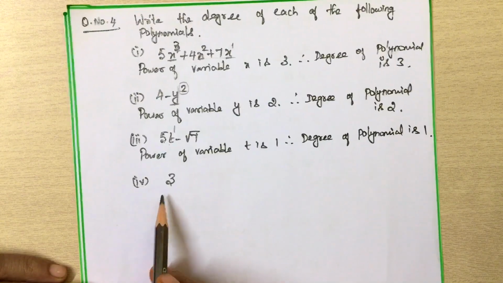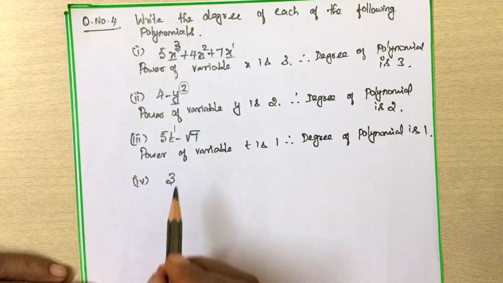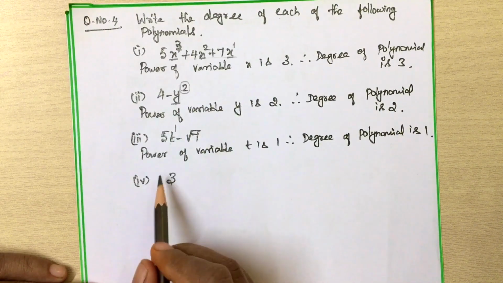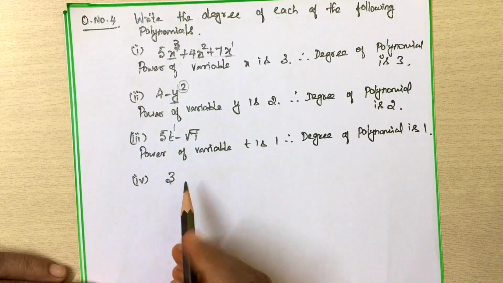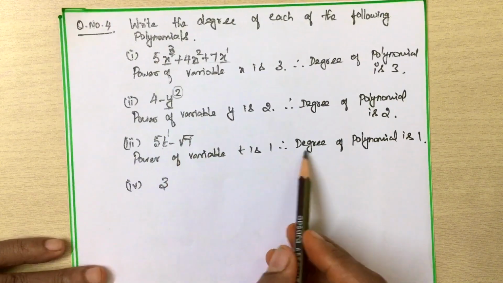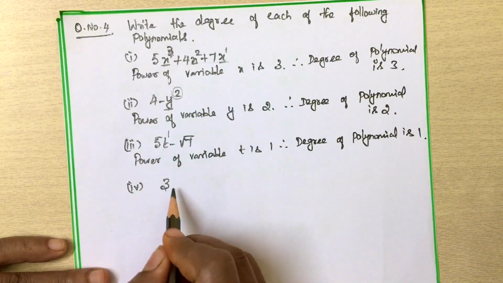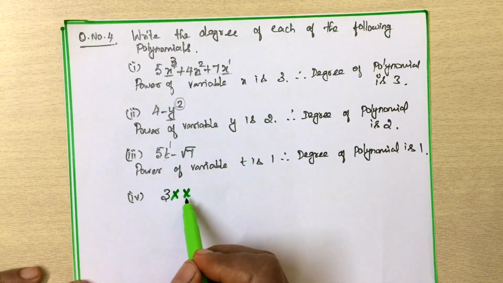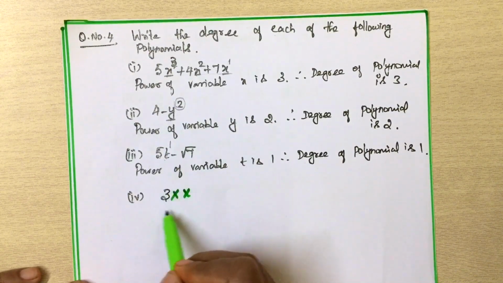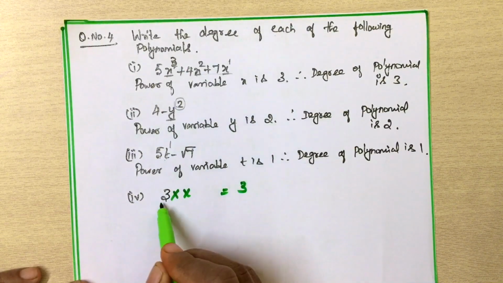The last subdivision, which is 3. There is no variable present here. So what is the meaning? In my previous video also we have discussed this in detail. 3 is a constant. The degree is always related to the variable. Now what we can do is simply assume I am multiplying 3 into x. It will become 3x, but it is a constant.